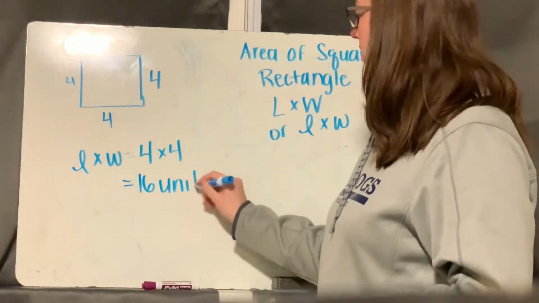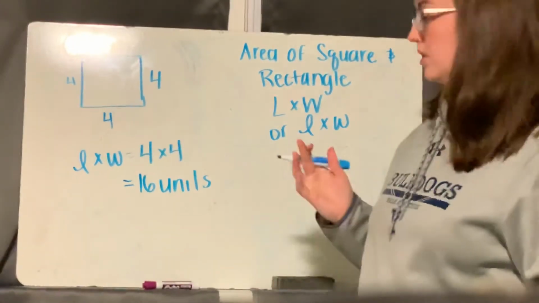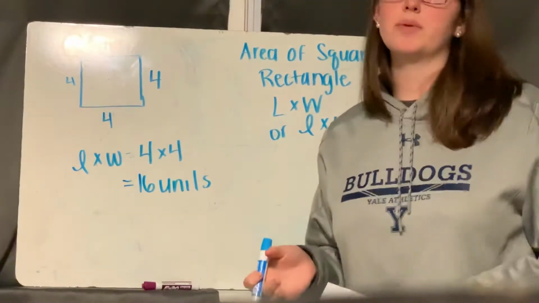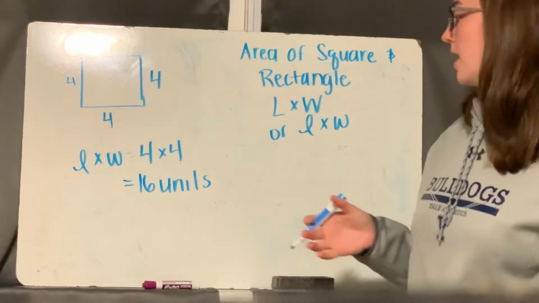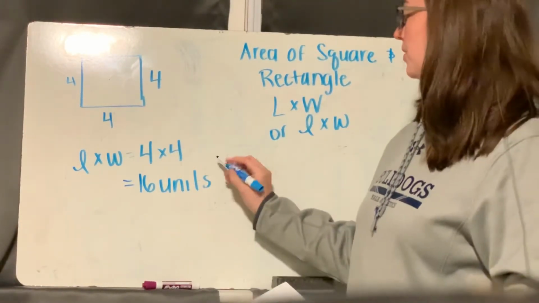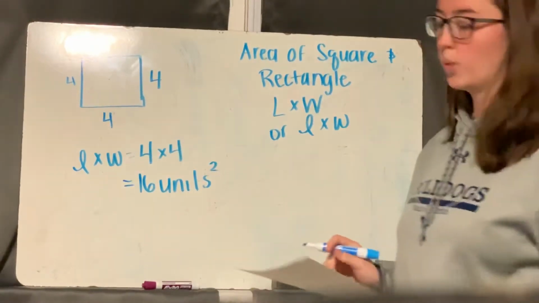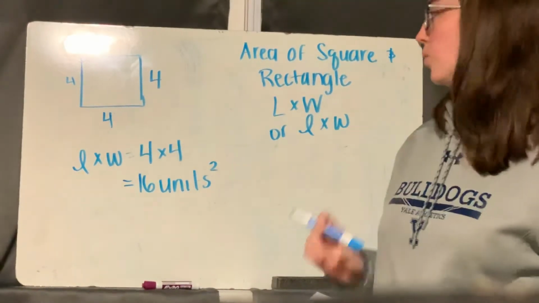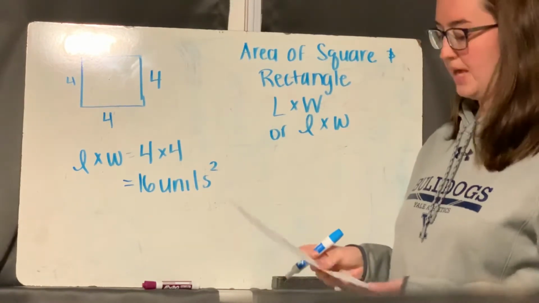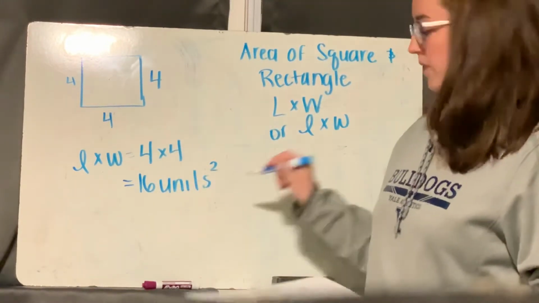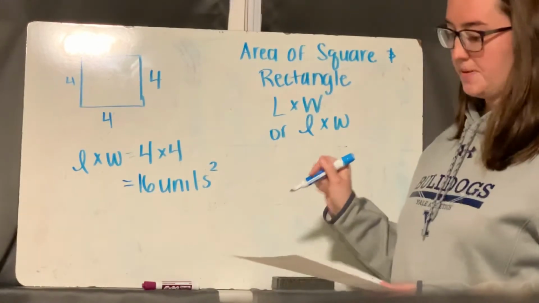And I don't know the units, so I'm just going to put the word units. Could be inches, could be centimeters, could be millimeters, could be anything. But I don't know it right now, so I'm just going to put units. But I have to put units squared, because remember, those are the square units that are inside that shape, that square. So 16 units squared, you have to include that squared. Okay?